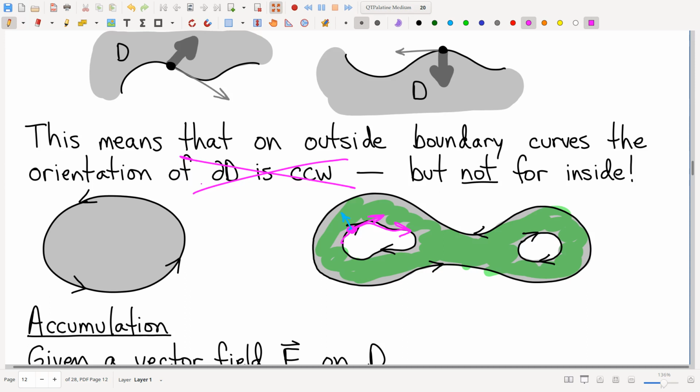This is just not true. Saying that the boundary is always oriented counterclockwise is an oversimplification. If you're talking only about the outside part of the boundary, if it is what we call simply connected, if it doesn't have any holes in the middle of it, then yeah, true, counterclockwise. But that asterisk is critical and easy to forget. So I encourage thinking of it this way.